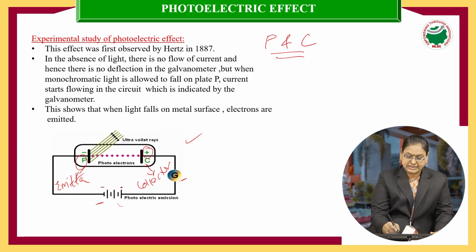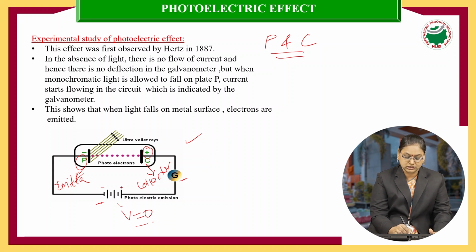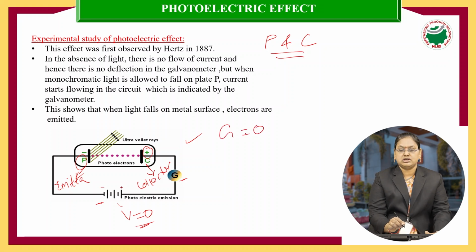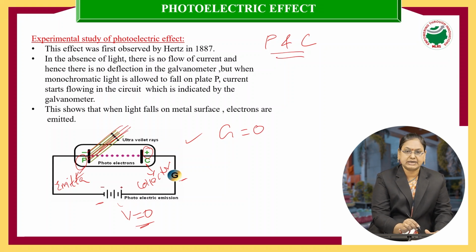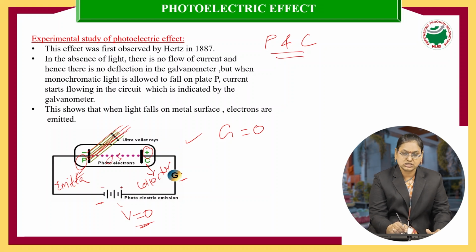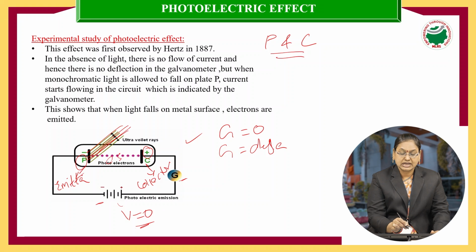Now let us see what happens when voltage is 0. Voltage is 0 and no light is falling on the metal plate. Then galvanometer shows 0 deflection. Now voltage is 0, you allow light to fall on the metal plate. When light is falling on the metal plate, electrons are emitted and they reach the collector. Because of this, there will be current flow in the circuit and galvanometer shows some deflection. So from this experiment, we say that whenever light falls on a metal surface, electrons are emitted.